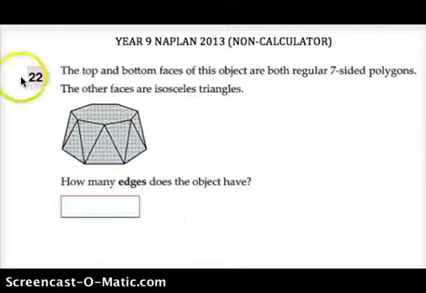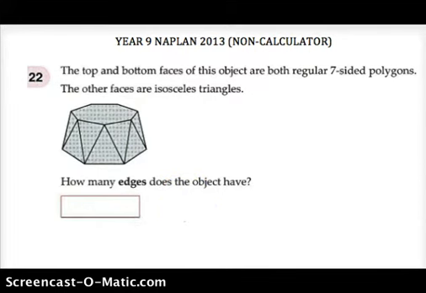Now, question 22 of the 2013 non-calculator paper. The top and bottom faces of this object are both regular 7-sided polygons. So we've got 7 sides, 1, 2, 3, 4, 5, 6, 7. We've also got 7 sides on the bottom, even though you can't see them all. And all the other faces that we can see here, like 1, 2, 3, that's a face. There's another face and another one. They're all isosceles triangles, and you have to work out how many edges the object has.